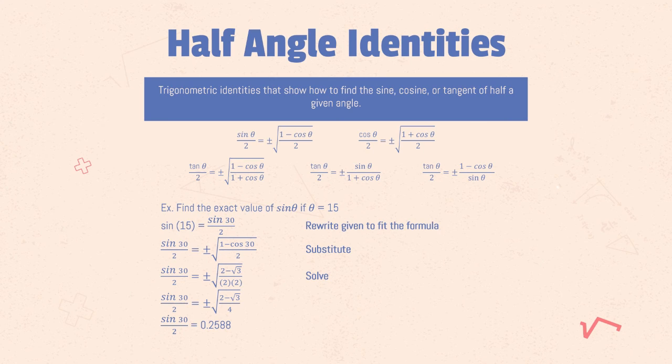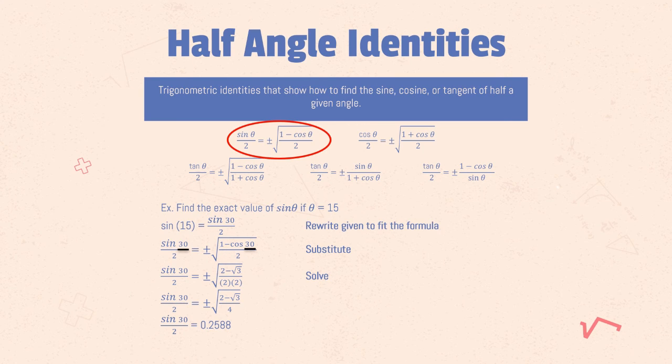So first we need to rewrite the given to fit the formula. Since we're dealing with half angle identities, we need to find a number which, when divided by 2, is equal to the given, which is 15. And so we have sine 30 over 2. For this one, we are going to be utilizing this formula. Next step is to substitute. So we have sine 30 over 2 is equal to plus or minus the square root of 1 minus cosine 30 over 2. Next is to solve.